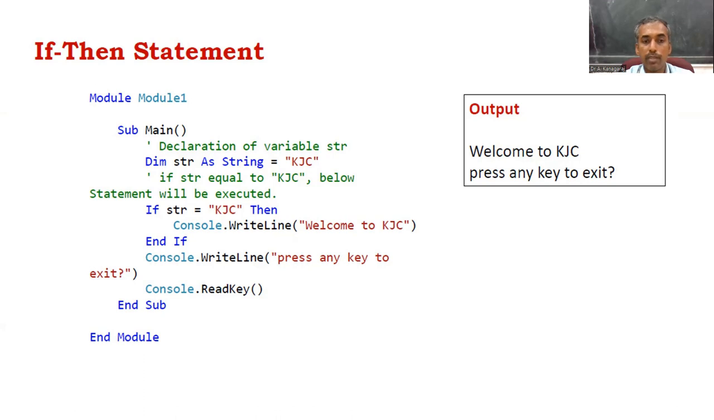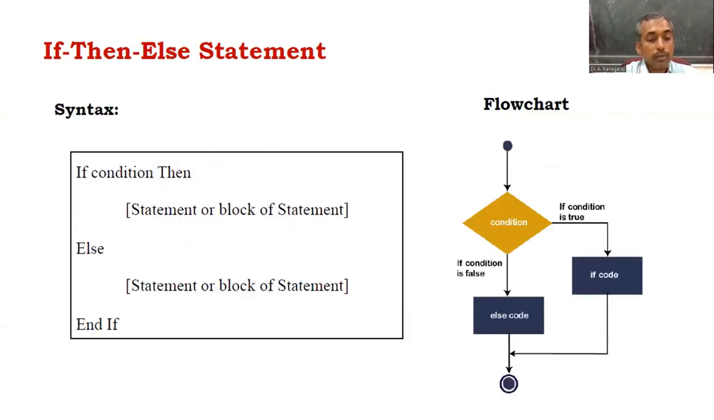So the If Then statement contains only one block, that is the true block. If the condition is satisfied, the control will get into the block. Otherwise, it will not get into the block.